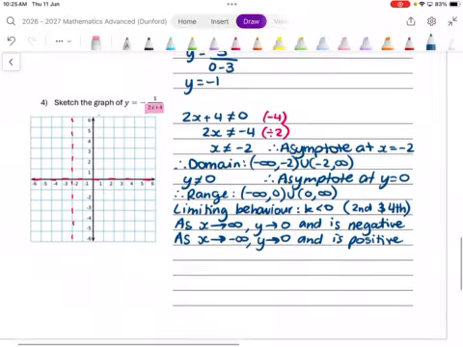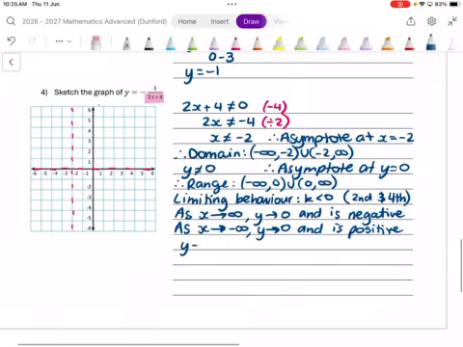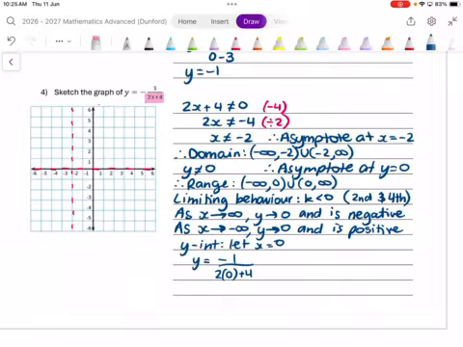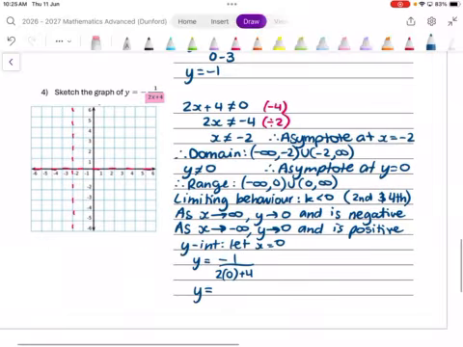The last thing we need to do for this question is work out our y-intercept. So for our y-intercept, we let x equal 0. So we'll have y equals negative 1 on 2 lots of 0 plus 4. So our y-intercept is at negative a quarter.